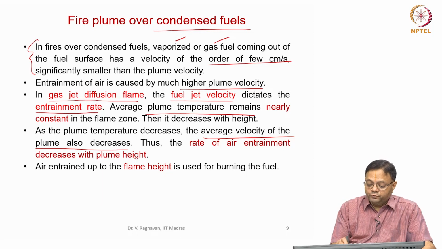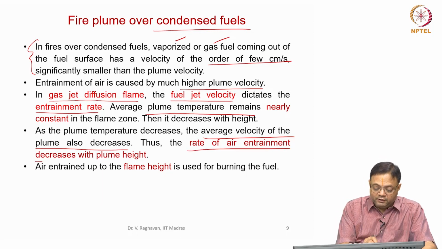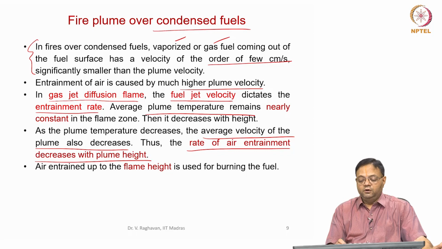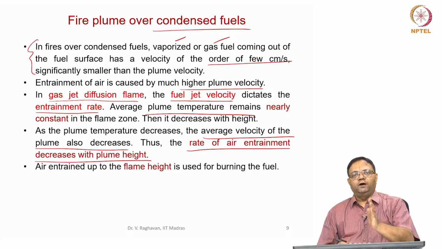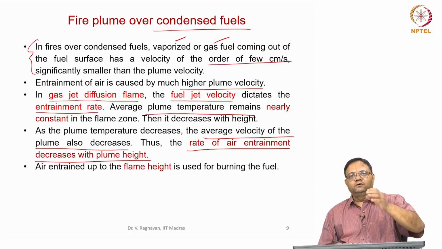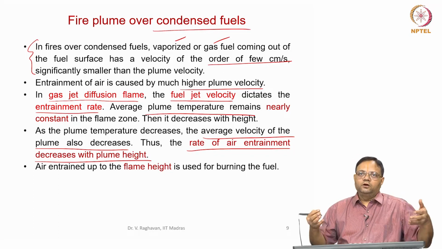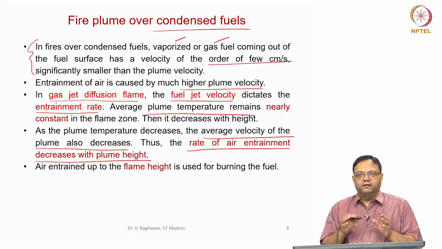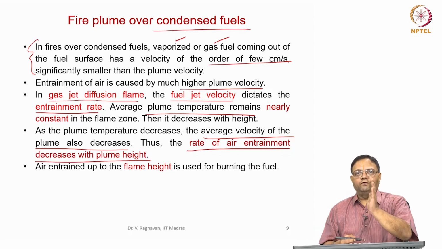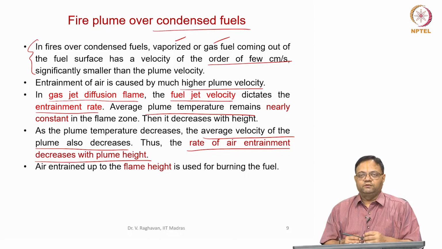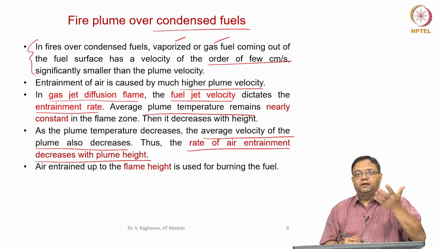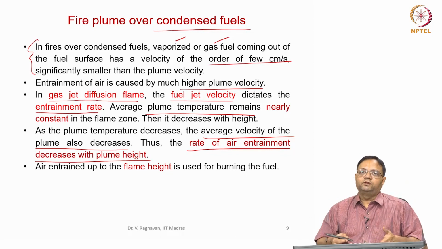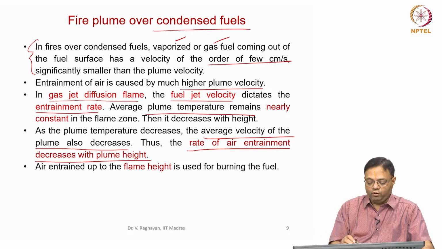So, the rate of air entrainment decreases with plume height. See, the velocity of the gas in the axial direction causes the entrainment. Okay, we can say that the entrainment is dependent on the velocity of the gases in the axial direction. So, if that decreases, the entrainment rate also will decrease along the height. That is what we have previously also seen.